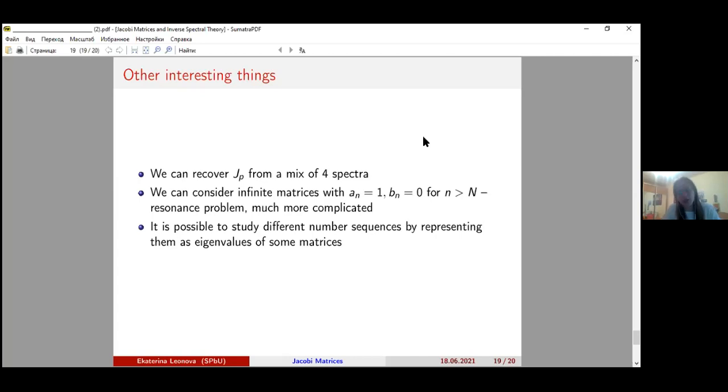So what is the other thing? I wasn't going to talk about this because it's for some kind of further study. It's more complicated. We can consider infinite matrices now that are not periodic, but have some kind of finite support. Something like a matrix JP, and then after some number, it goes with zeros on the main diagonal and ones around it. And we can consider eigenvalues of this matrix. And this is called a resonance problem.